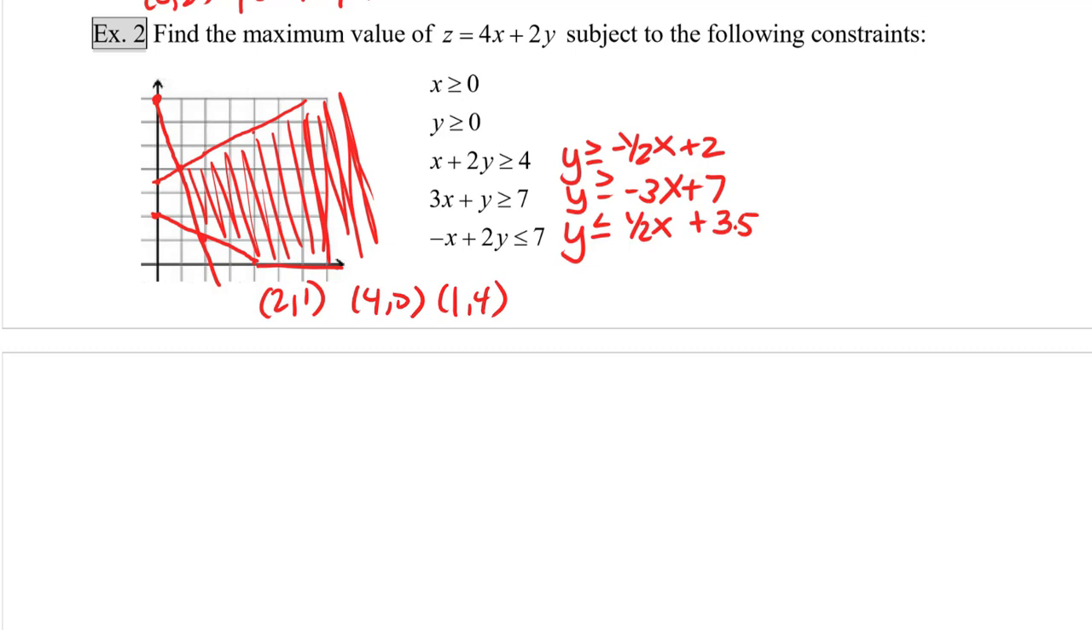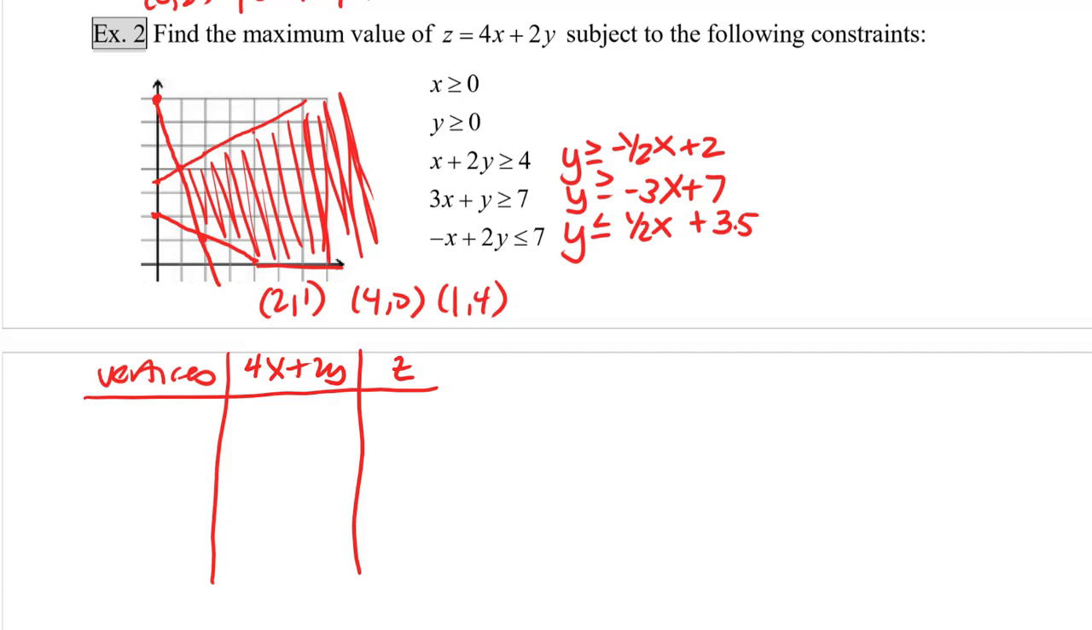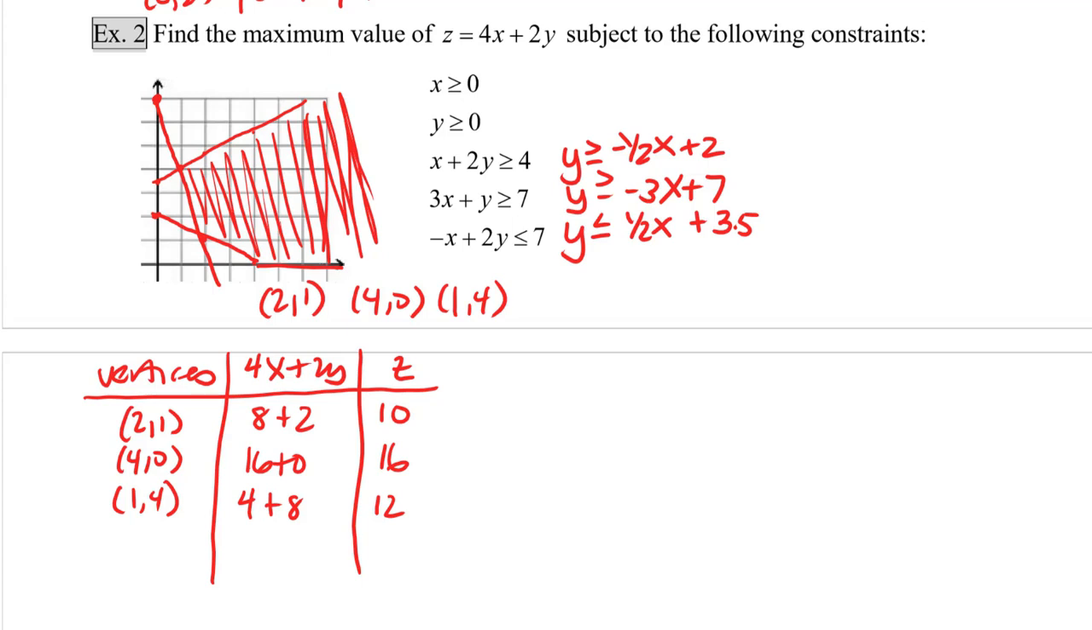So we'll go ahead and make our table where we put in our vertices, our objective function, and the solution to our objective function. I'll go ahead and fill in the table for you. So when we look at the table, our least value is 10 and our greatest value is 16. But because the region is unbounded, we are not sure if 10 is our minimum or if 16 is our maximum.